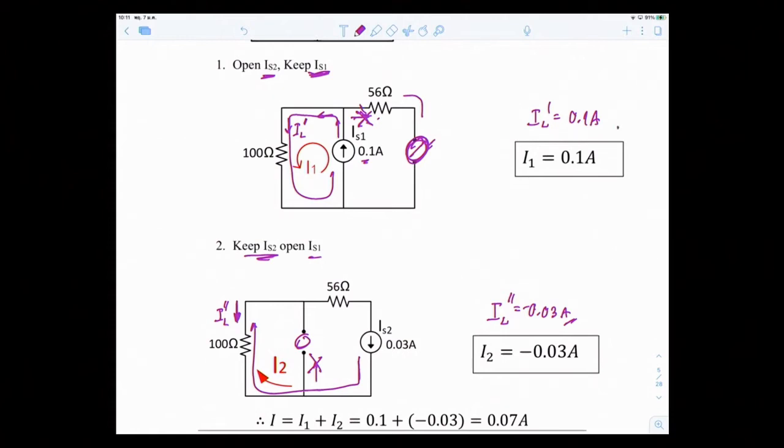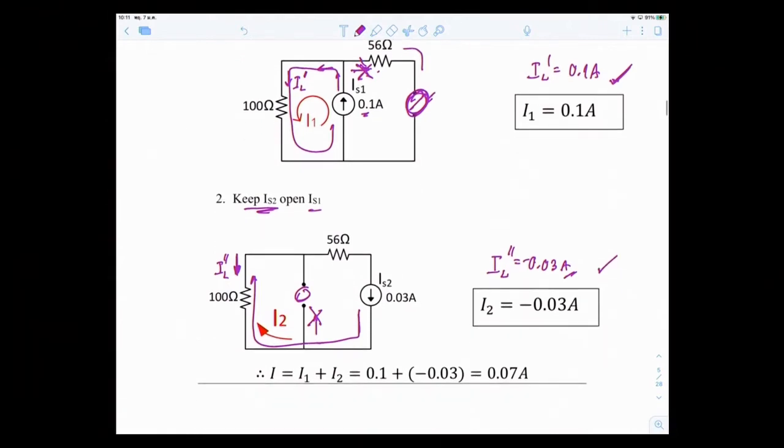So you get these two answers. This one is due to IS1, and this one is due to IS2. At the end, your final answer is the algebraic sum of the two: IL prime plus IL double prime, equal to 0.07 amp. So 0.1 plus minus 0.03 amps.